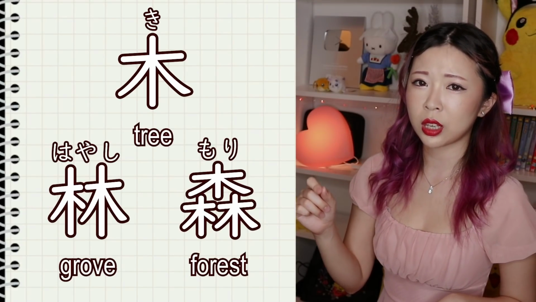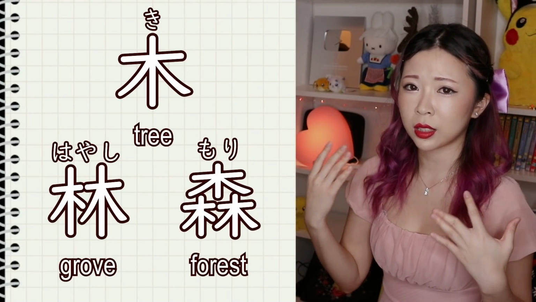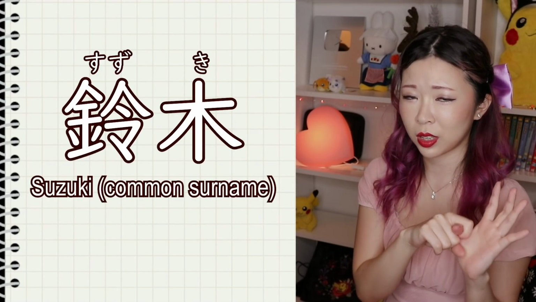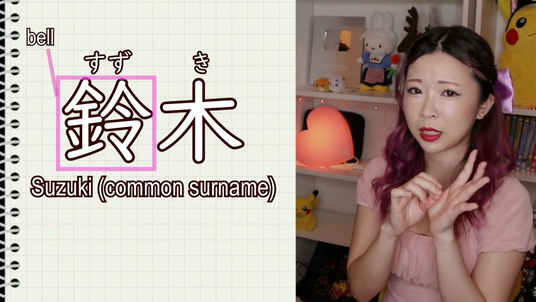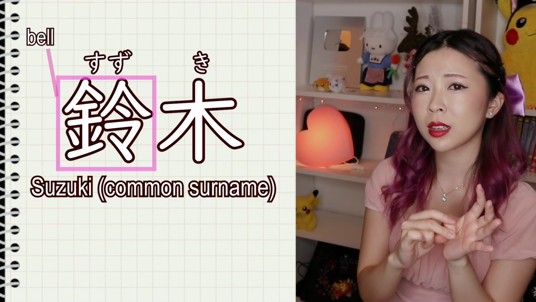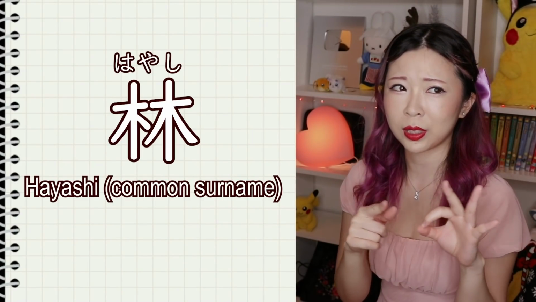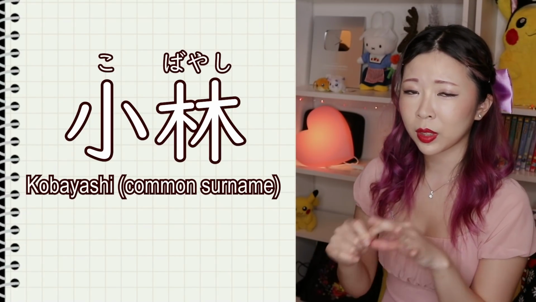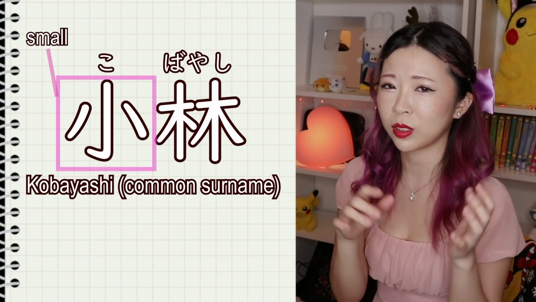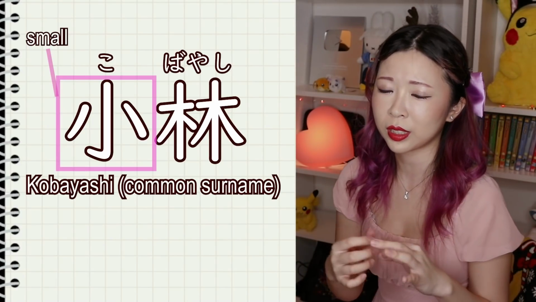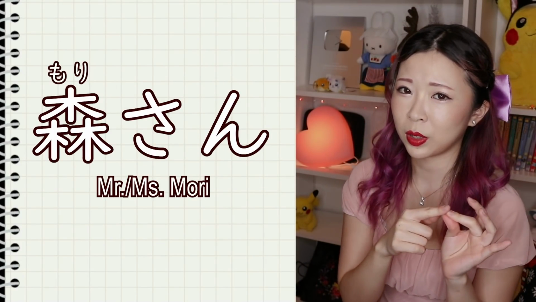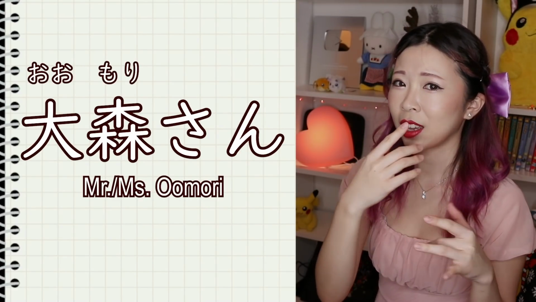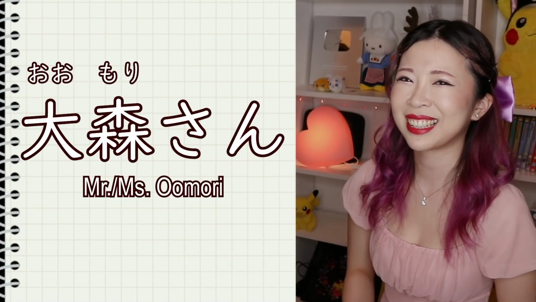All these three kanji are often used in surnames. So for example, Suzuki is an extremely common surname. Suzu means bell, so the tree of bells. Hayashi, very common as well. Hayashi-san, Mr. Hayashi. It can also be Kobayashi. That first kanji means small, so like small grove, small forest. Mori-san, that's very common as well. But sometimes you also see Omori-san, big forest.